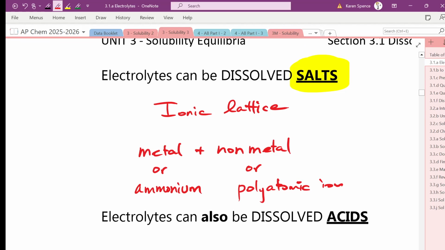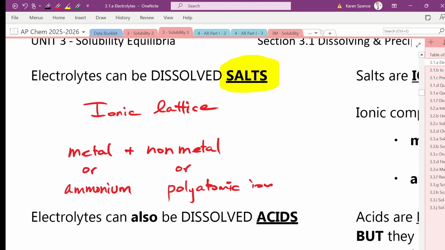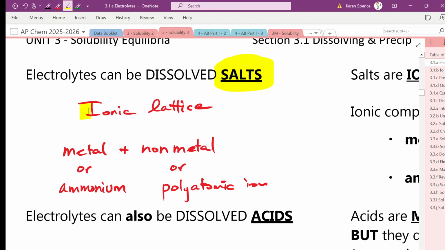Now, there's an exception to this. I have a compound in mind that is an ionic lattice. It starts with a metal, and it has a polyatomic ion on the end, and it is not a salt. It is an ionic lattice. It starts with a metal. It ends in a polyatomic ion, but it's not a salt. It's a different type of compound. It's a compound which we have spent a fair bit of time studying the last little while.